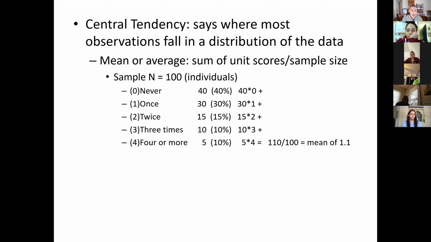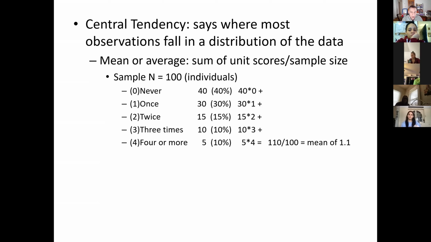And so the average is just the sum of the total scores divided by the total number of scores. That's mathematically how you would calculate a mean or an average. All it is is the sum of the scores divided by the total number of scores, or the total number of cases. And so here the total would be 110 divided by 100. So the average score for this response would be a 1.1.